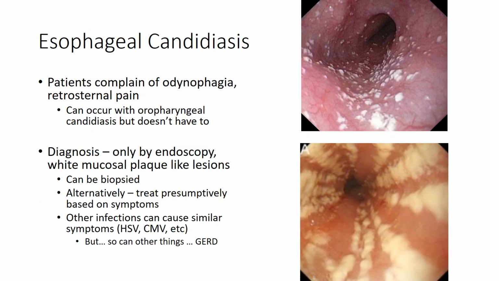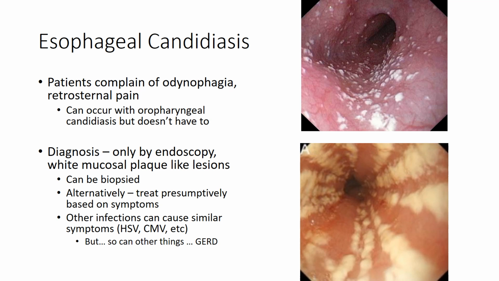And then we have esophageal candidiasis, and in this case, there may not be any sort of white plaques in the mouth, but patients will complain of difficulty swallowing and that retrosternal pain that I talked about with the patient that we were working with. It can occur with oropharyngeal candidiasis, but it doesn't necessarily have to. And the only way you can diagnose this is with an endoscopy. And what you will see, as these pictures show, are those white mucosal plaques inside the esophagus.